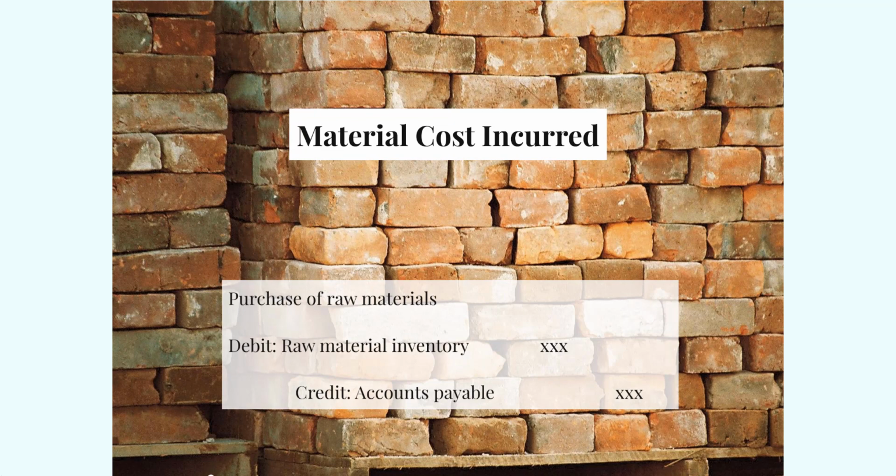Now let's take a closer look at our three product costs. We'll start with materials. As you know, materials is an asset and will increase with a debit, decrease with a credit. Therefore, when we purchase materials, we would increase our materials inventory and also increase our accounts payable or however we purchase that item.